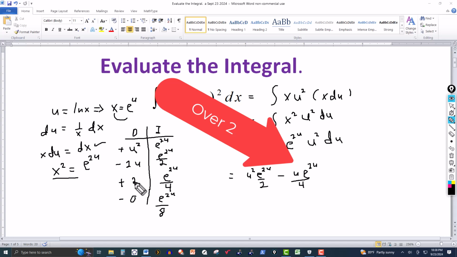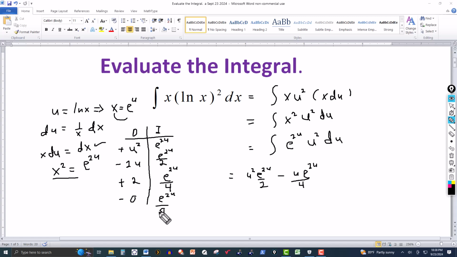Then we go again. Now it's plus, so this will be plus 2 times this. Of course, you reduce the 8 to 4. So this will be a plus e to the 2u over 4. And that's going to be the constant of integration.